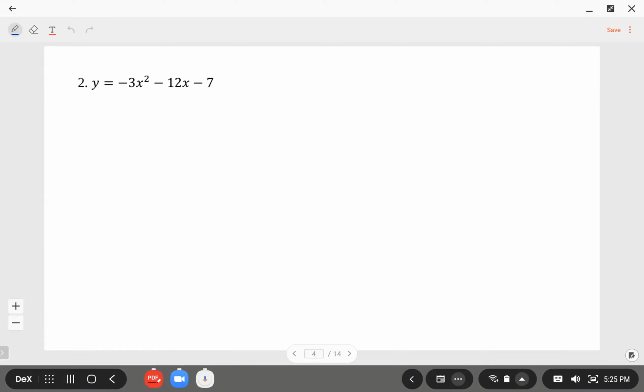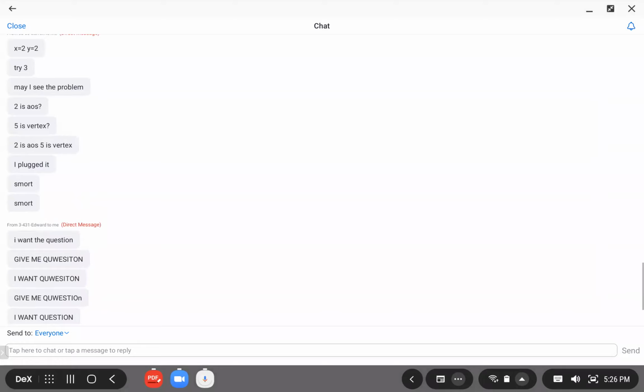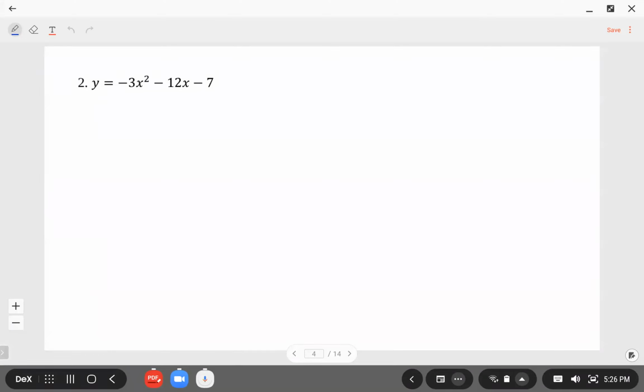Look at our AOS here. Basically, negative b divided by 2a. Okay, I see a problem here. It's a very big problem, Stephen. The AOS is actually negative 2, not 5. See here, the formula for the AOS is negative b over 2a. Okay, and here b is negative 12, so negative b is going to be 12. 12 over 2a, a is negative 3, so 2a is going to be negative 6. And therefore we have an AOS of negative 2.